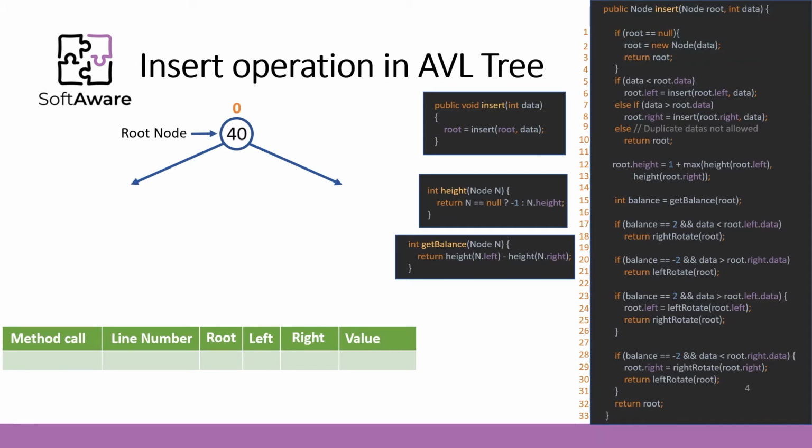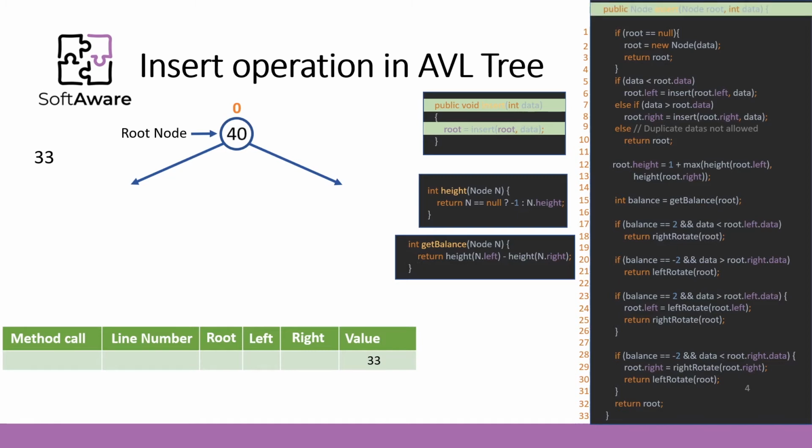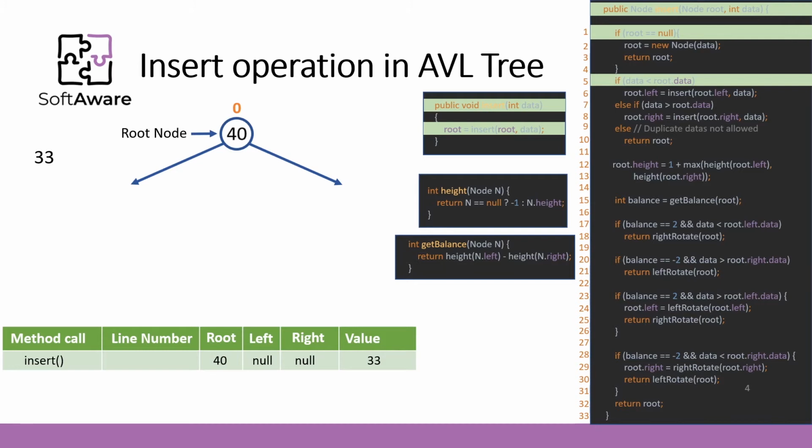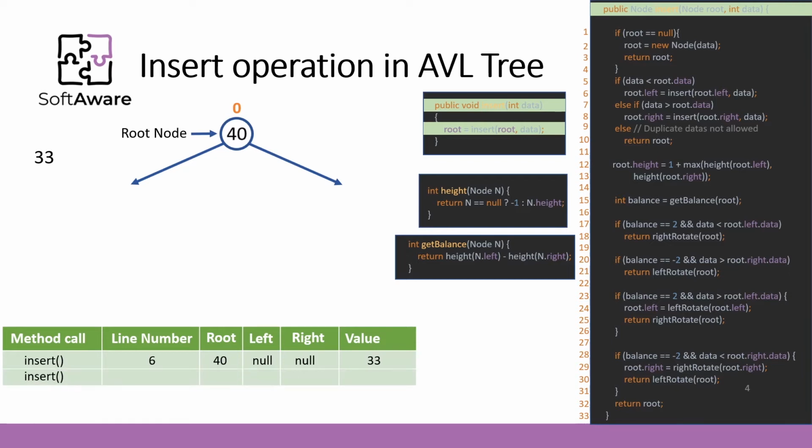As second value, let's add 33. Now root is not empty, so we skip next and check if the data is smaller than the root's data. It is smaller, so we will have our first recursion which will at the end return value for our root.left. We can store values before we get into next recursion in our method call. Next, we have another insert call with root, this time as root.left, and with data of 33.